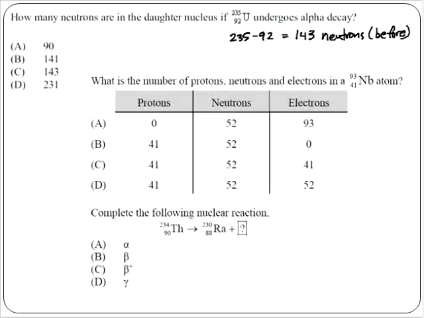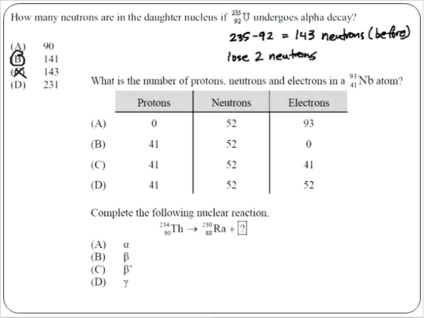We want to know how many are there after. Well, remember that in an alpha decay, we lose 2 protons and 2 neutrons. So therefore, there are only going to be 141 left. That's an alpha decay. We lose 2 protons and 2 neutrons. That's our helium nucleus.